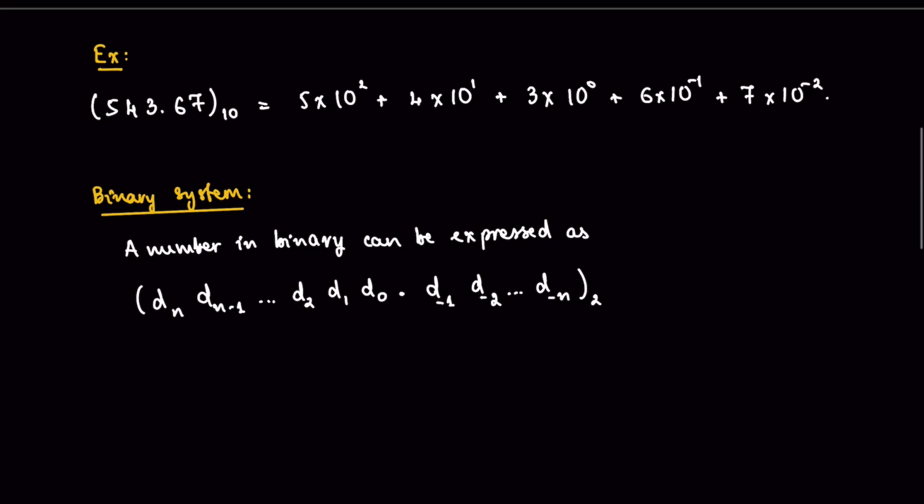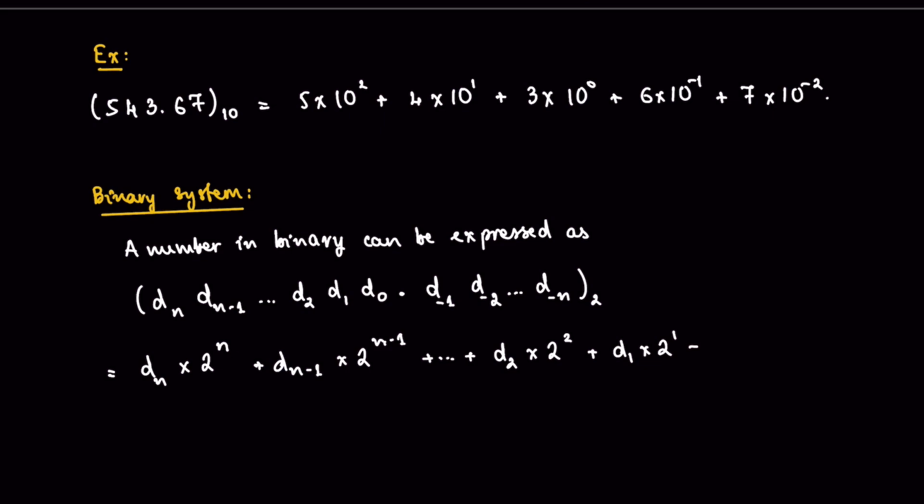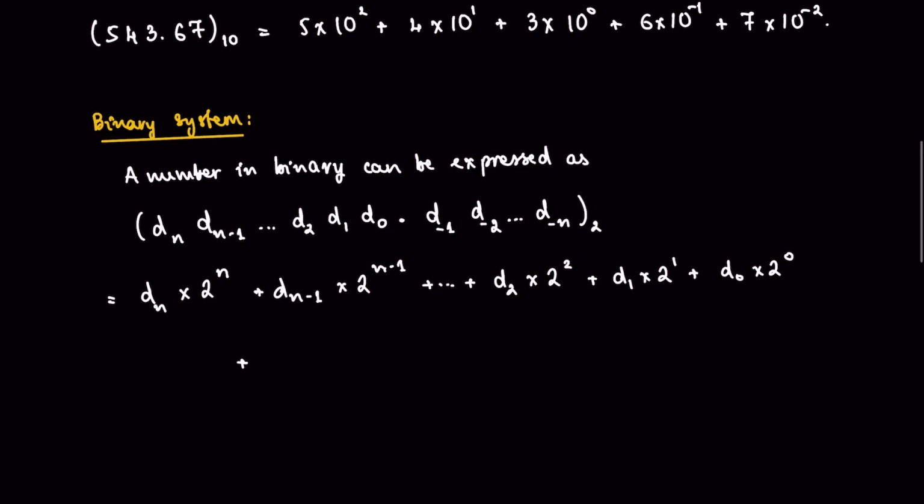This is base 2, and this can be written as d sub n times 2 to the power n, plus d sub n minus 1 times 2 to the power n minus 1, plus dot dot dot, plus d2 times 2 squared, plus d1 times 2 to the first power, plus d0 times 2 to the 0. And then for fractions, you do d negative 1 times 2 to the negative 1, plus d negative 2 times 2 to the negative 2, plus all the way to d negative n times 2 to the power negative n.